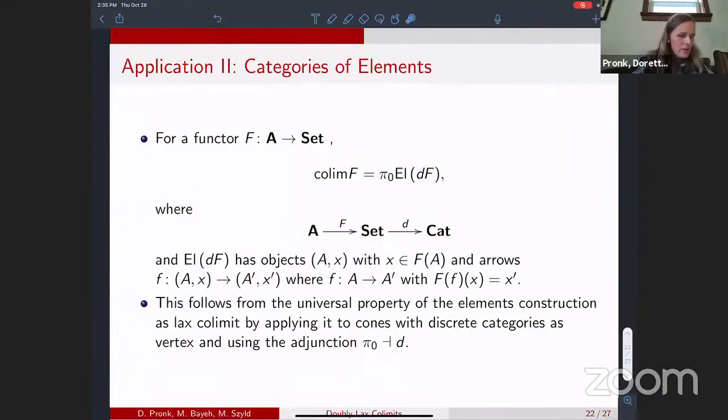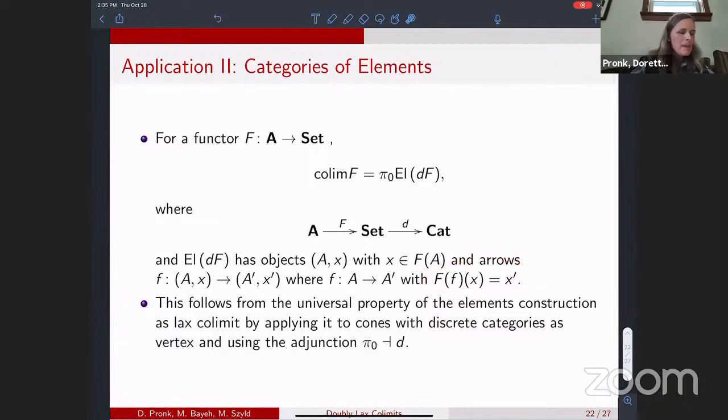Okay, now we could also go in a different direction. We could go more horizontal. And in order to prepare you for that, let's look for a moment at categories of elements. So first of all, the easiest one, the one that you teach your students in the first category theory course: if we have a functor from A into Set, we can take the category of elements, and it has the usual objects (A, X) with X in FA and the arrows as expected. Since we are going into sets, we have an equality there rather than an arrow.